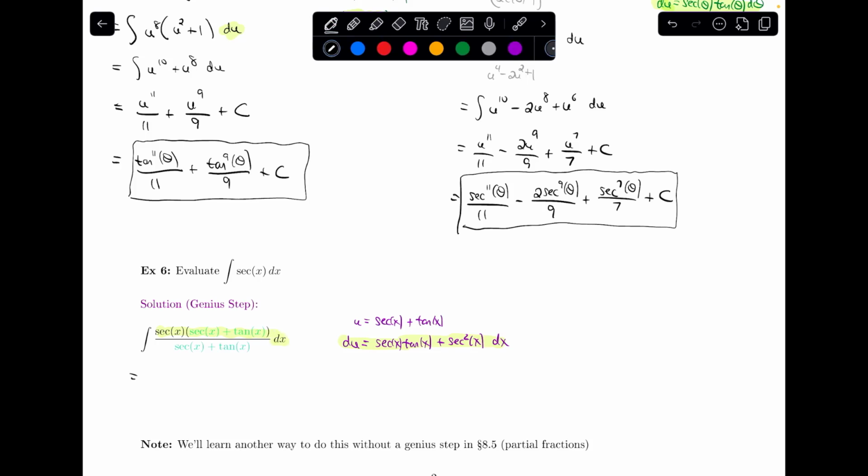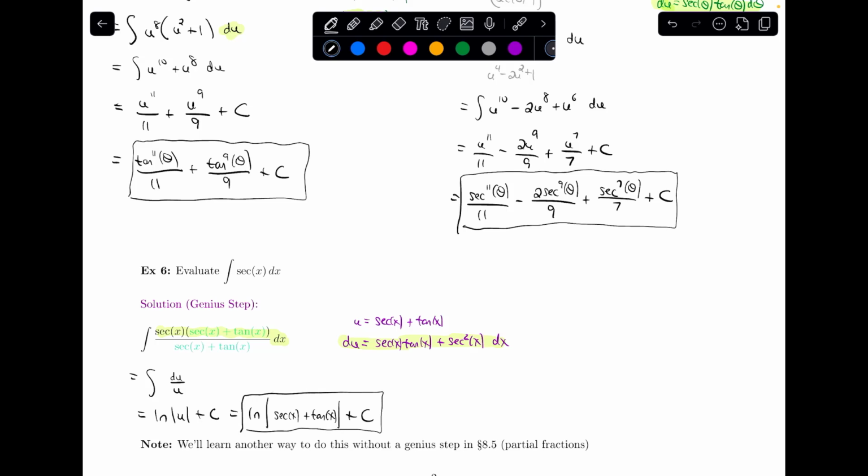So we get the integral of du over u, but that's just natural log. That antiderivative is natural log absolute value of u, and then plus c. Now I just got to plug back in for u, and I get natural log absolute value of secant of x plus tangent of x. Close it, and then plus c. And that's actually my antiderivative of secant of x. So I'm going to box this.